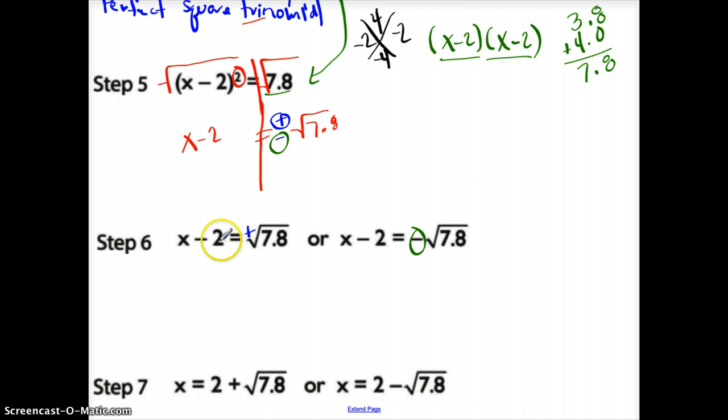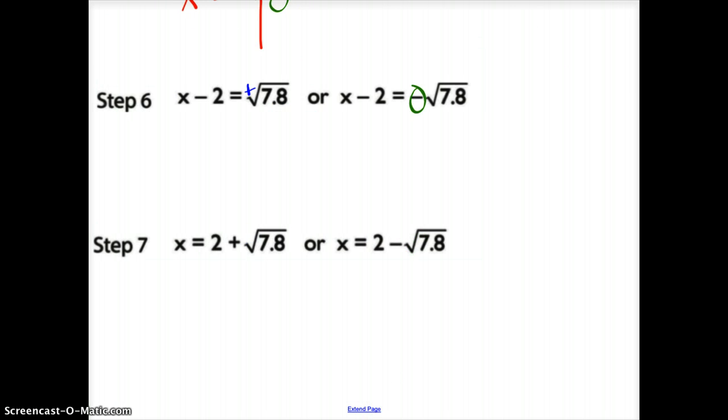Now, if we have two different answers, we're going to need to solve each one. So let's solve each part of this question. We will add 2 here, and we'll add 2 here. These are additive inverses, solving for x, or the variable by itself. Here's that 2 plus square root 7.8.